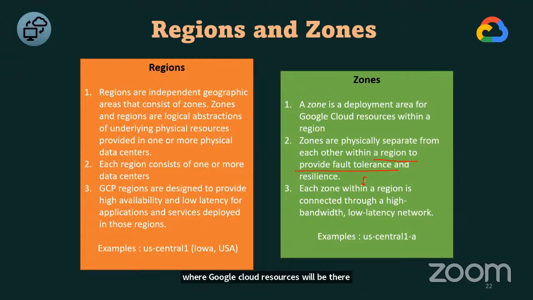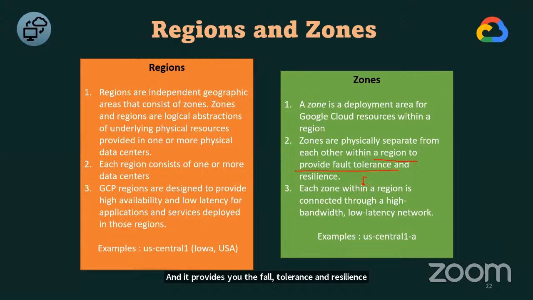A zone is one of the parts inside a region, which is a deployment area consisting of GCP resources. One zone is connected to one more zone via a high bandwidth network and low latency network, and it provides you the fault tolerance and resilience.